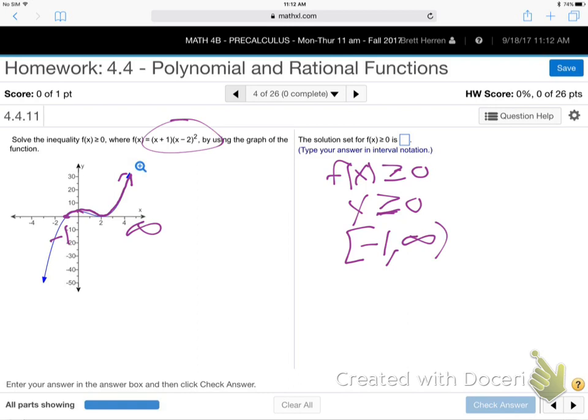So look at that. What if they didn't give me a picture on this one? What if they gave me x plus 1, x minus 2 squared, and they just said, hey, I want to know where it's greater than or equal to 0? Because that's what they're basically saying. Where's the function greater than or equal to 0? How would I do that?